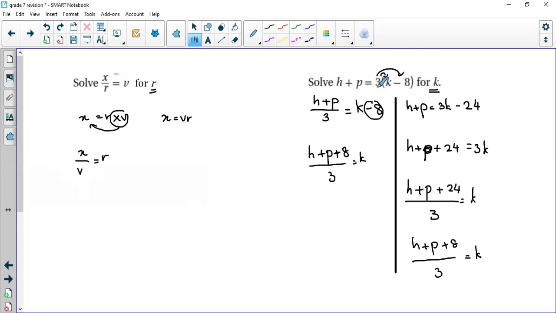Remove the 3 before you multiply. So 3 multiply will become divide. So that's why h plus p divided by 3, right, equals k minus 8, and then remove the minus 8 and put it onto the other side. That will give you k plus 8. So the answer remains the same. Only here I think we forgot to simplify this during the class time. So you must follow that step too. Okay, so that was all.